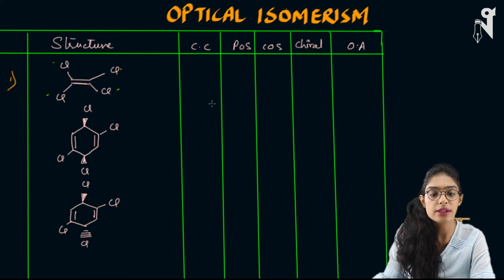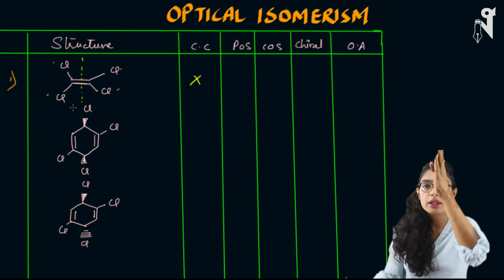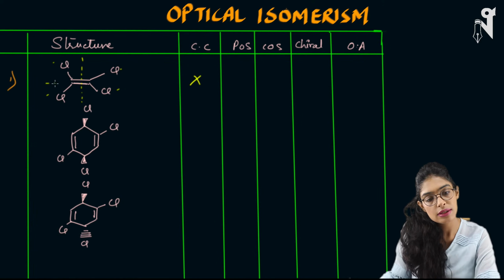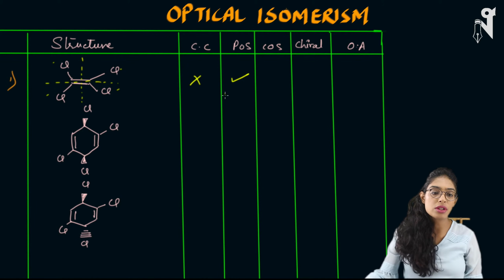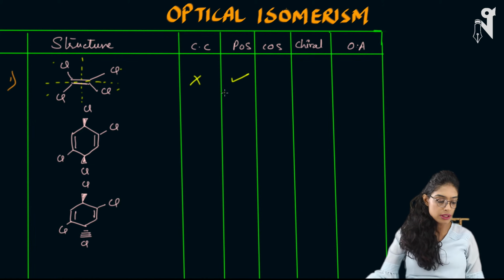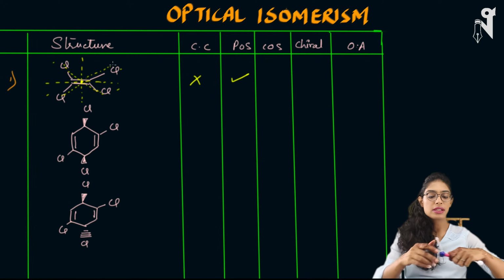So no chiral centers. POS, yes, POS is there in this molecule. This is a planar molecule, so you cut it like this or you cut it like this. POS is present. When you talk about COS, is COS present in this molecule? COS is present because this is a planar molecule. This is the center. If you draw a line through the center, it will go and meet this chlorine. In a similar way, you will draw a line from this chlorine which will pass through the center and will meet this chlorine.